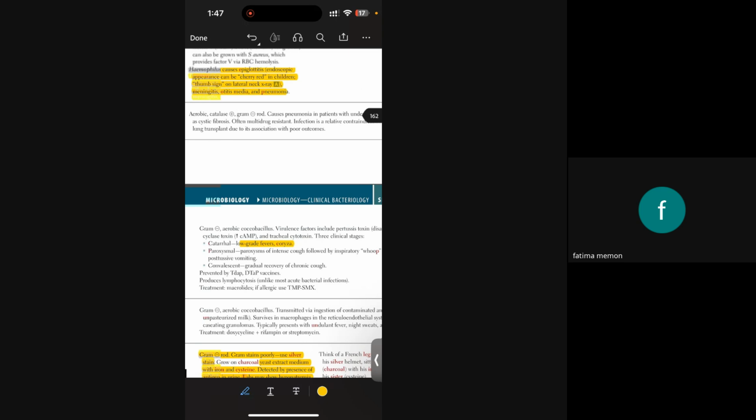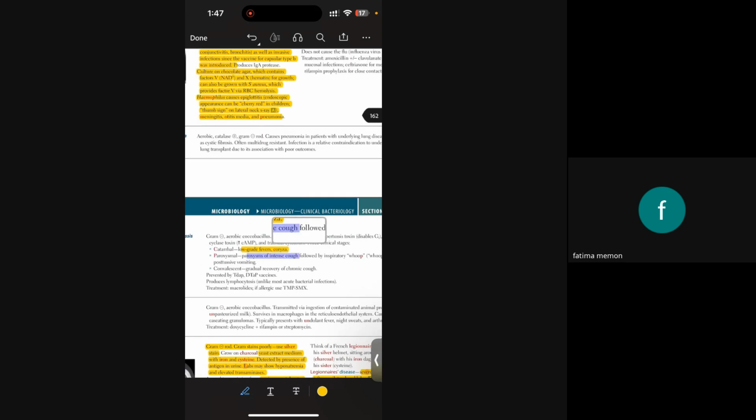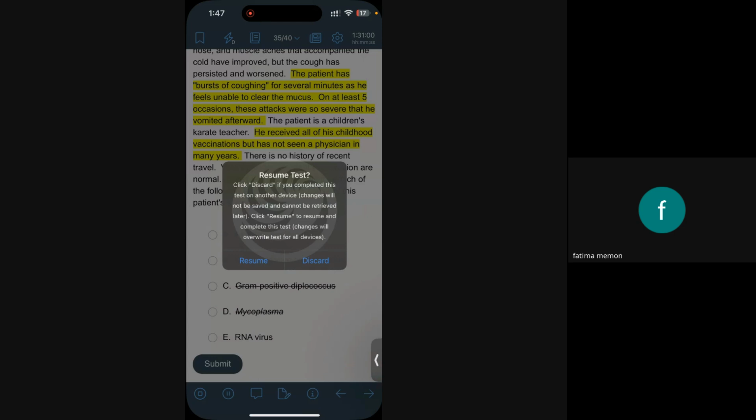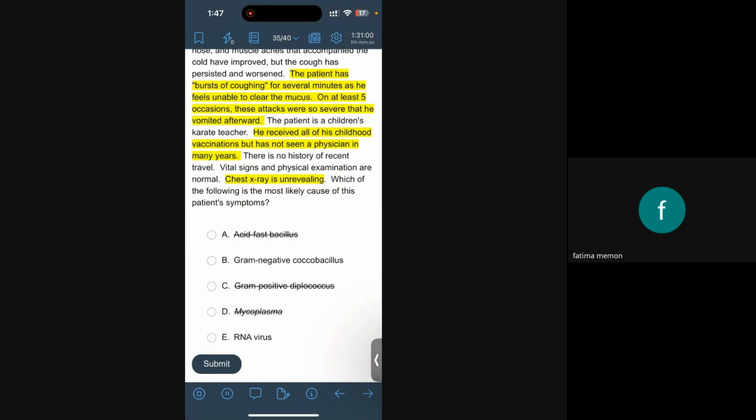In the next stage, there are paroxysms of intense cough followed by inspiratory whoop and post-tussive vomiting. Our patient is at the second stage. It is a gram-negative coccobacillus. The answer here is going to be B, gram-negative.